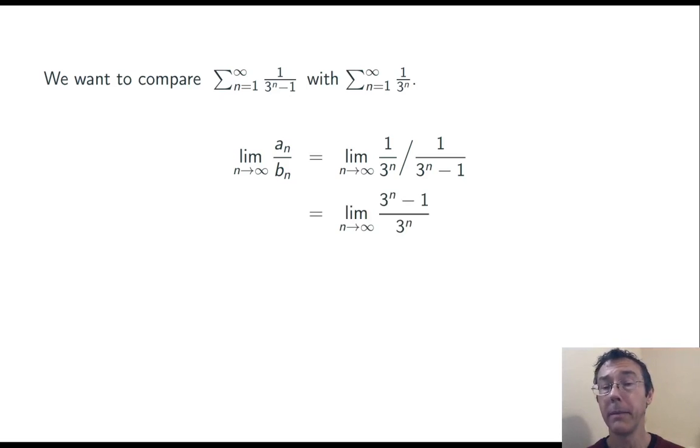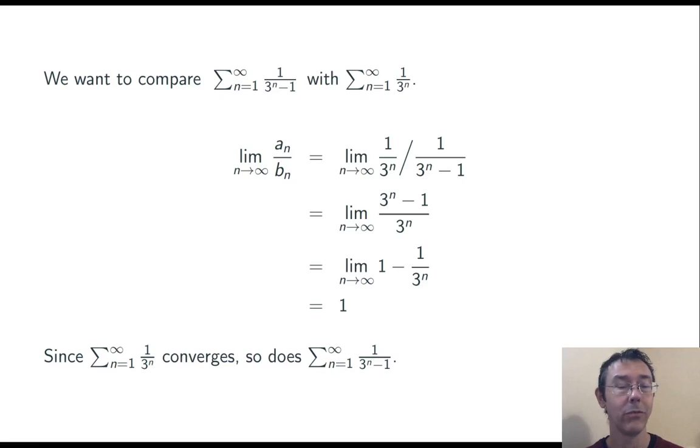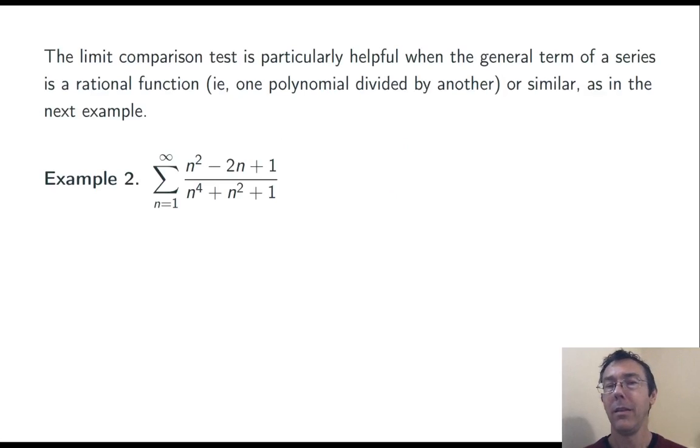Simplify that limit a little bit. Write that as 1 minus 1 over 3 to the n, basically breaking up that fraction. And now the 1 over 3 to the n goes to 0, so I just get 1. So the limit comparison test says that these two series have to have the same behavior. Since the second one converges, so does the first one. By the limit comparison test, the sum from n equals 1 to infinity, 1 over 3 to the n minus 1, converges.